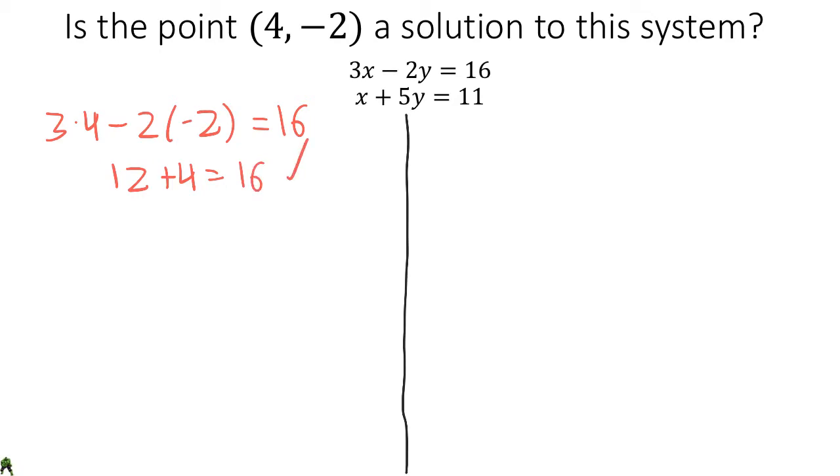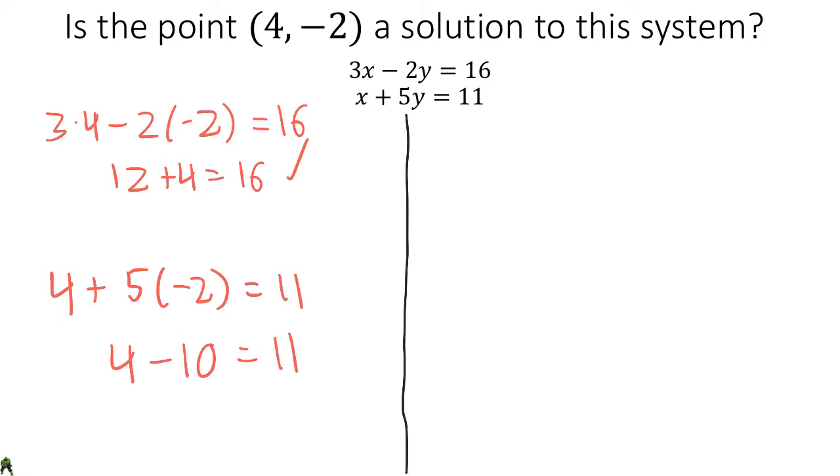Now we go to the second equation. 4 plus 5 times -2 equals 11. Let's see. 5 times -2 is minus 10. 4 minus 10 equals 11. Unfortunately, that's not true. And so we can say that (4, -2) is not a solution. Let's try another point and see if we can find one that works.